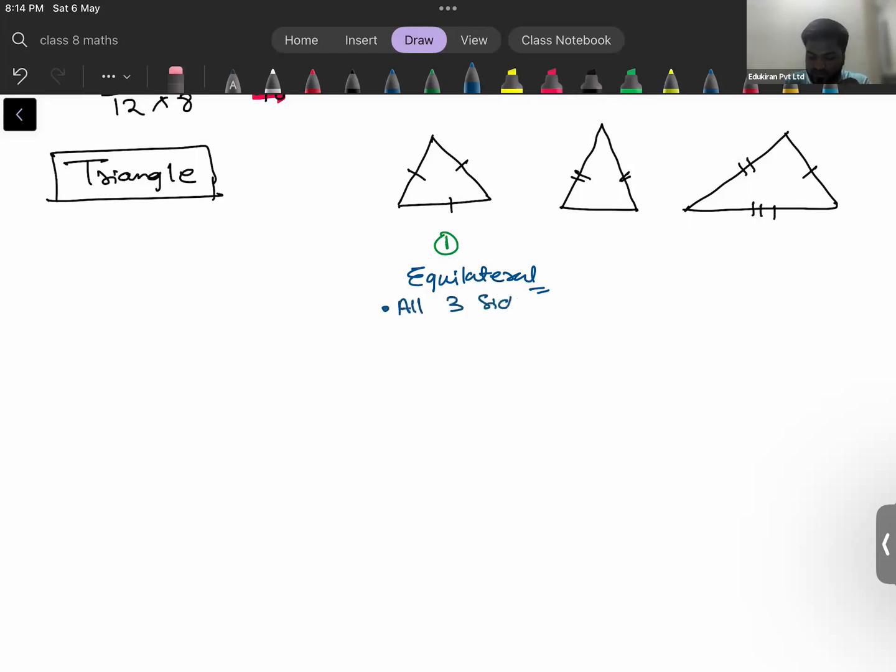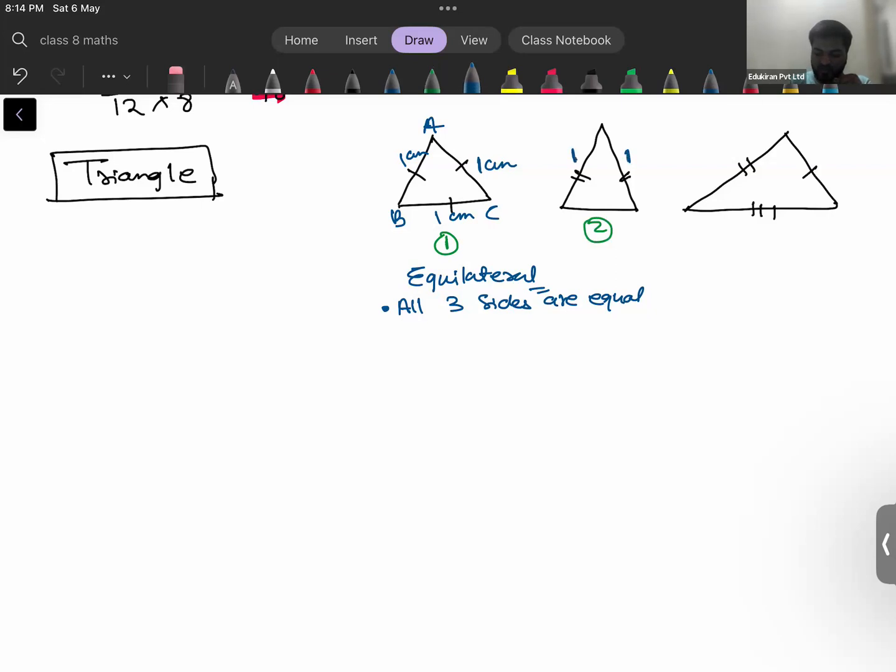All three sides are equal. So the measurement of the first triangle ABC could be 1, 1, and 1. All of the sides could be 1 centimeter each. Such a triangle in which all three sides are equal, we simply call an equilateral triangle. Right, Ahmed? Okay, look at the second figure, in which only two sides are equal.